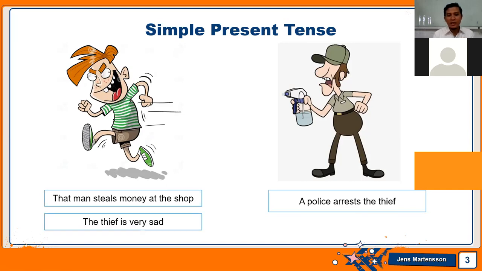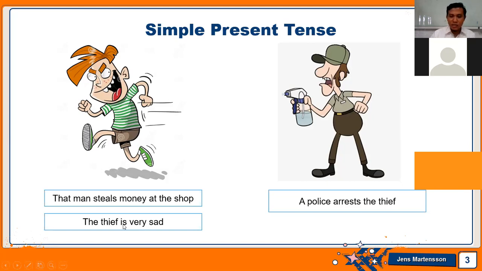Okay, and then another sample is: the thief is very sad. Is it also a simple present tense? Yes, it is also simple present tense. The thief is very sad. How do you know that it's a simple present tense? Look at this to be, the verb here is using is. If I replace is with was, it's simple past tense. If I replace is with have been, it will be present perfect tense. So when I'm using is here, it is simple present tense.